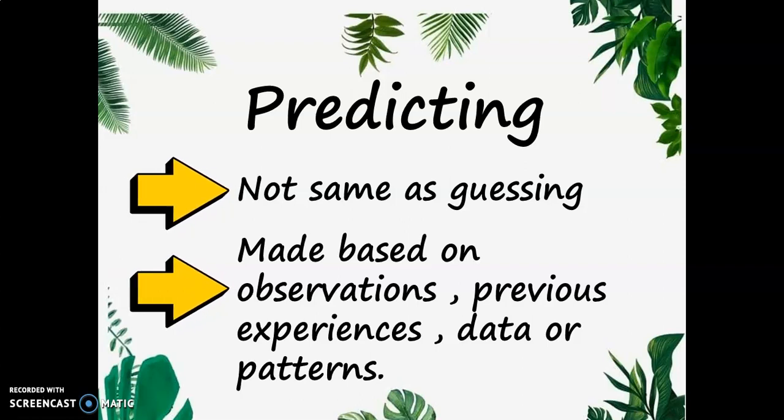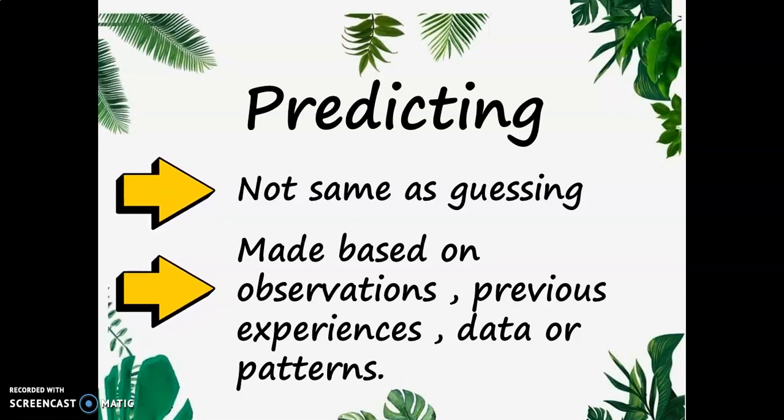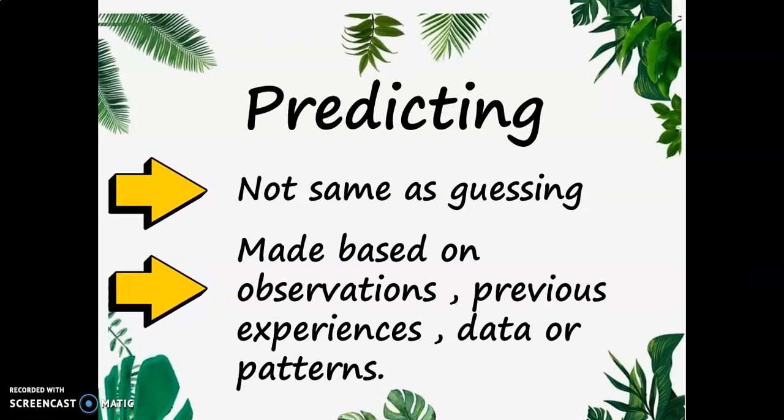Pattern is pola. For example, every day your father gives you 5 ringgit for school. Every day 5 ringgit. So, what is your prediction? How many ringgit will your father give you next week? Based on the pattern, every day your father gives you 5 ringgit, maybe he will also give you 5 ringgit. That is predicting. We do not guess.